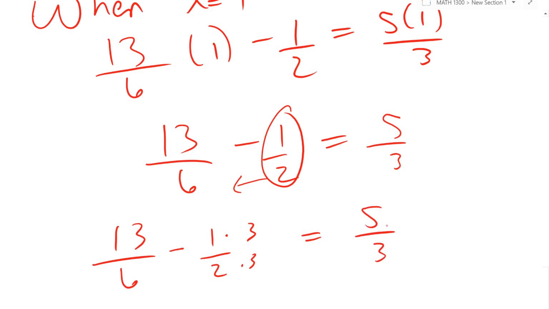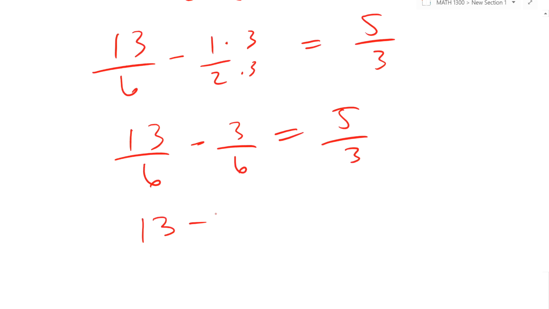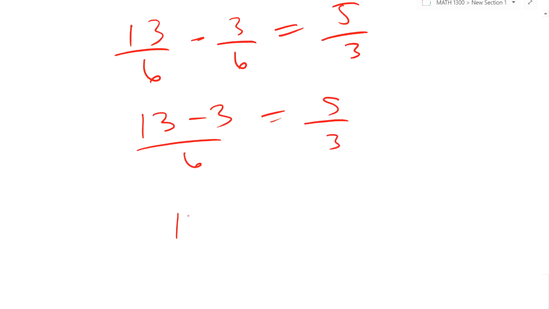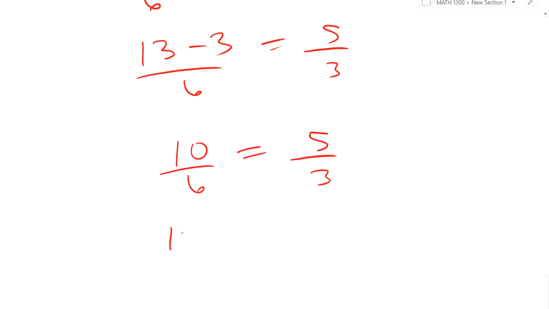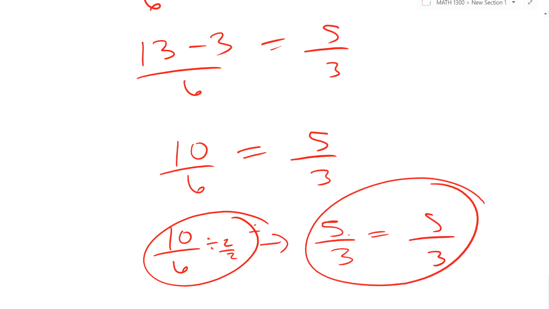And then we have the following. 13 over 6 minus 3 over 6 equals 5 over 3. And now we can combine our top values. And we end up with 10 over 6 equals 5 over 3. And we can simplify our 10 over 6 by dividing by 2 the top and the bottom. This right here is going to give us 5 over 3 equals 5 over 3. And so therefore it checks out and we were correct.